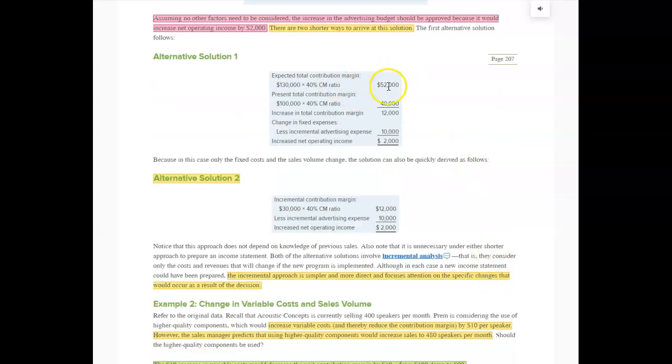And there's another way you can compute it if you want to. $130,000 in sales, that's your contribution margin, 52. Your contribution margin before the change was at 40. So our increase in contribution margin is $12,000. Our fixed expenses went up by 10, and so the net operating income increased by $2,000.